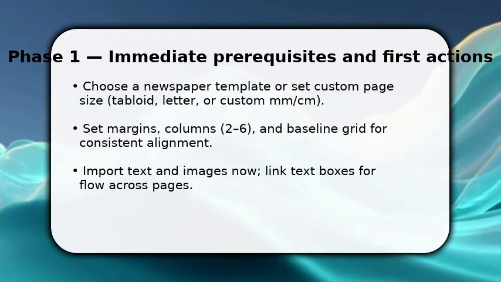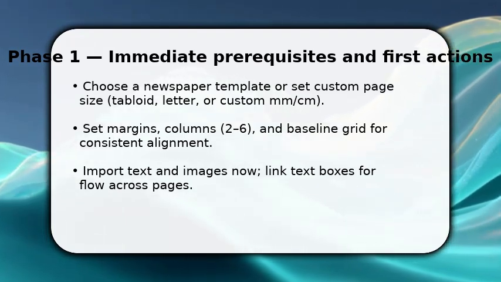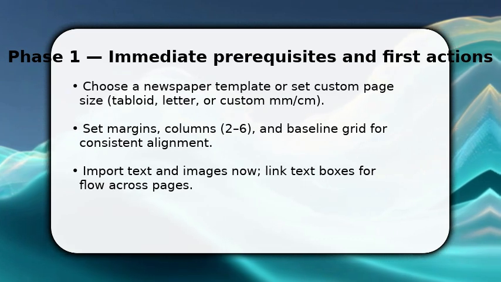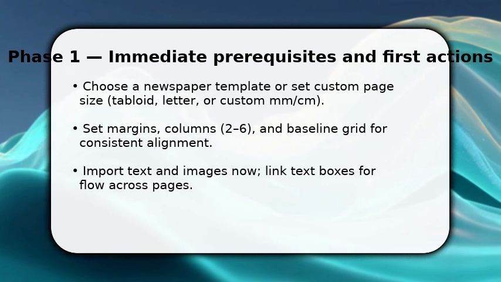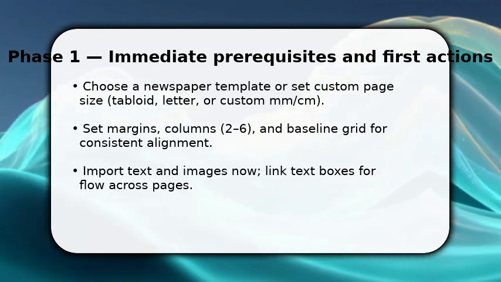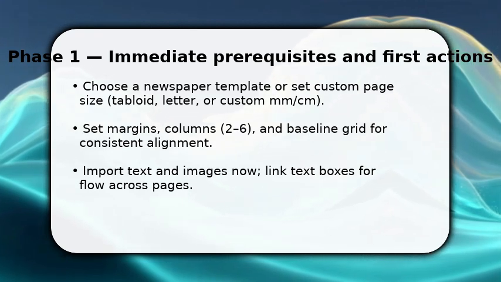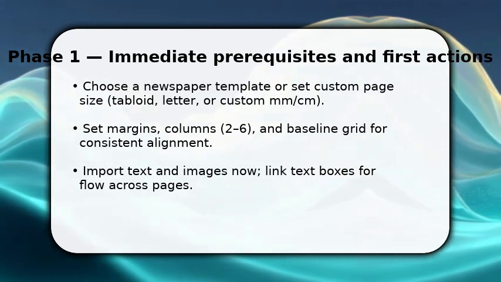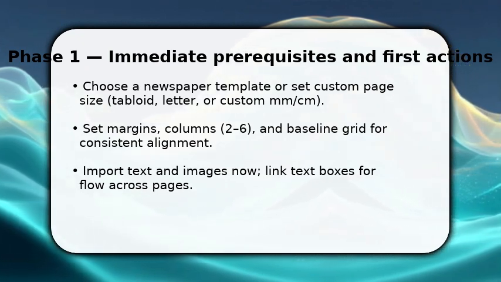You begin by creating a new publication from a newspaper template or a blank page. Choose page size and columns to match your distribution. Set margins and a baseline grid so type aligns across articles, and create master pages for recurring headers and footers. Import your text and place images with appropriate wrap. Once you link text boxes, articles will flow automatically across columns and pages.